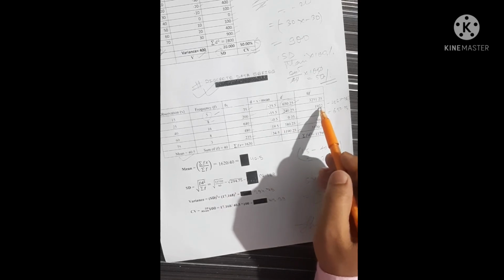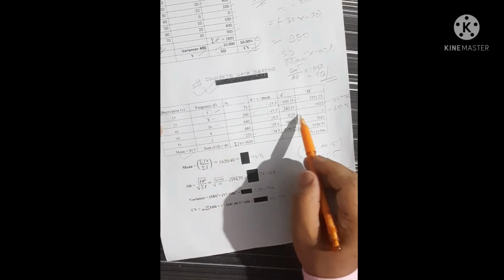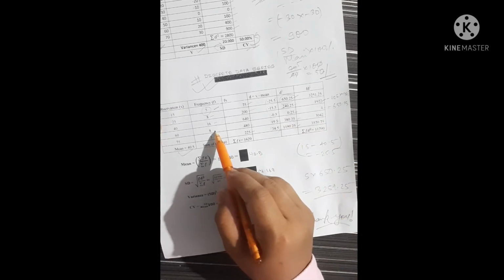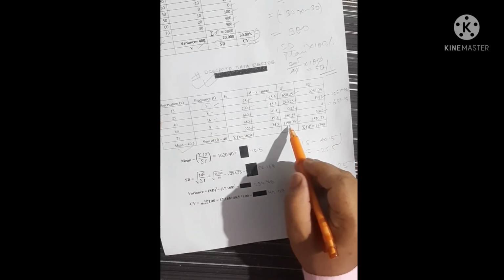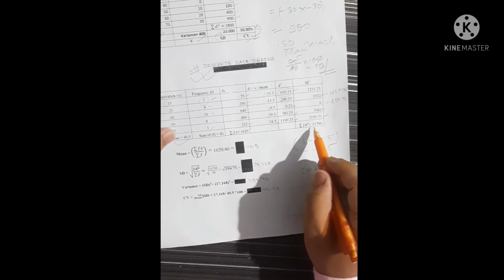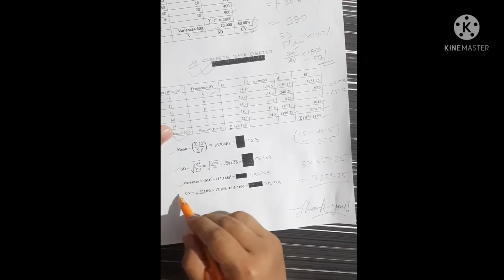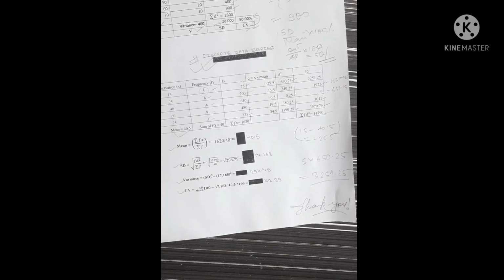Then 16 into 0.25 gives 4. Then 8 into 380.25 gives 3042. Then 3 into 1190.25 gives 3570.75. After calculating all these, summation fd square, or sigma fd square, is equal to 11790. Now we will calculate mean, SD, variance and CV, all four.